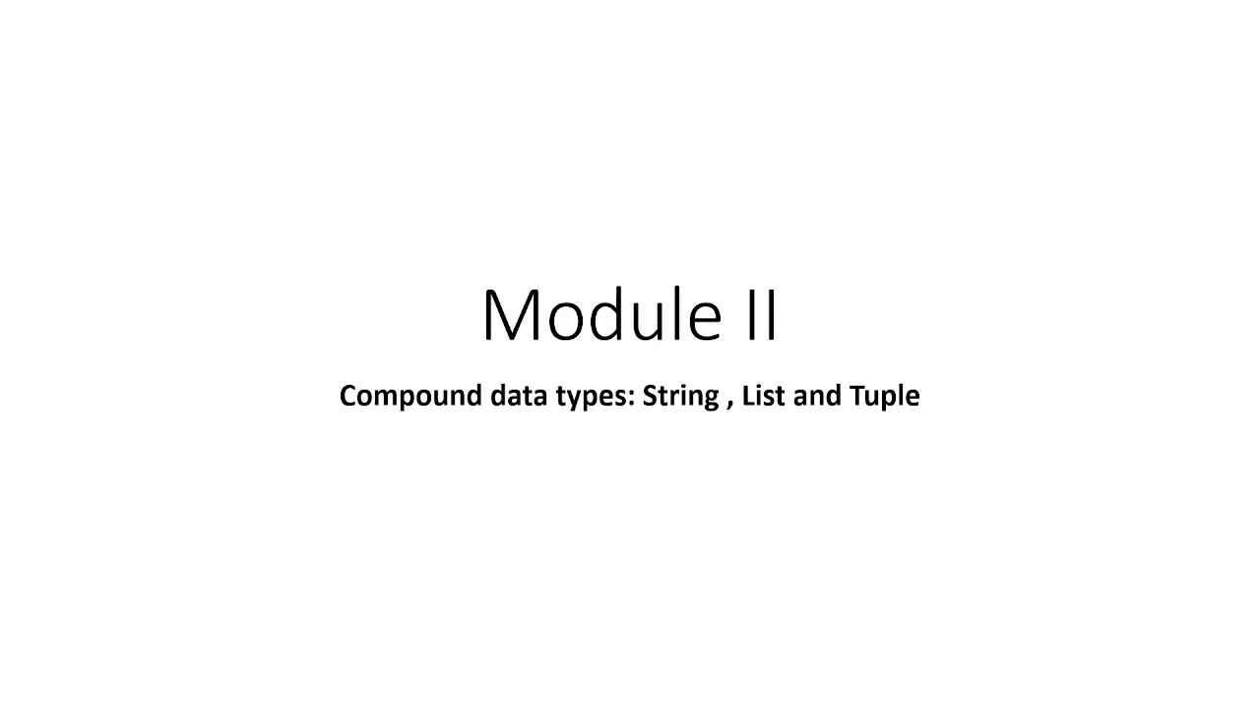For that, we need to have a type of data called compound. Compound means multiple types of data or multiple data. So, in this module, we will be seeing three compound data types: string, list, and tuple.